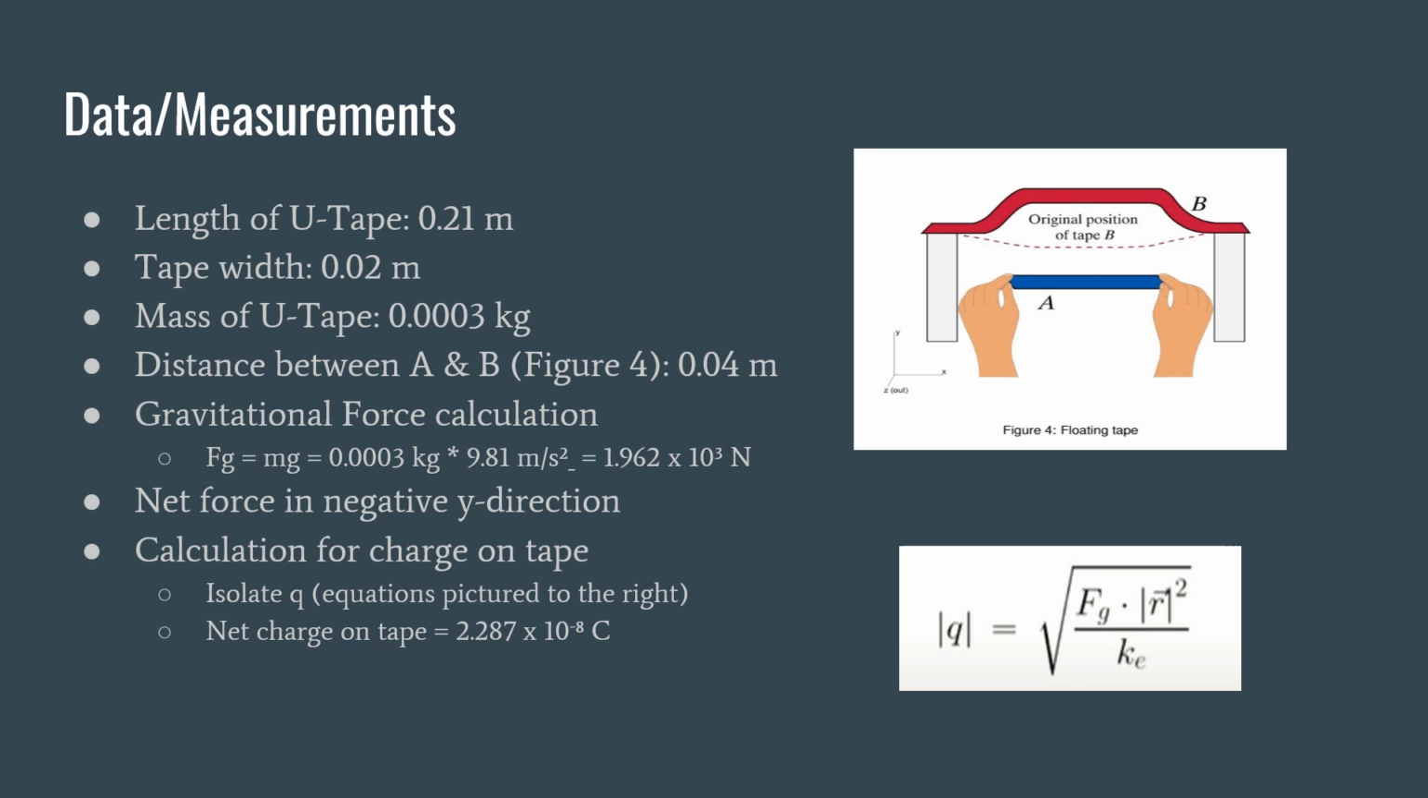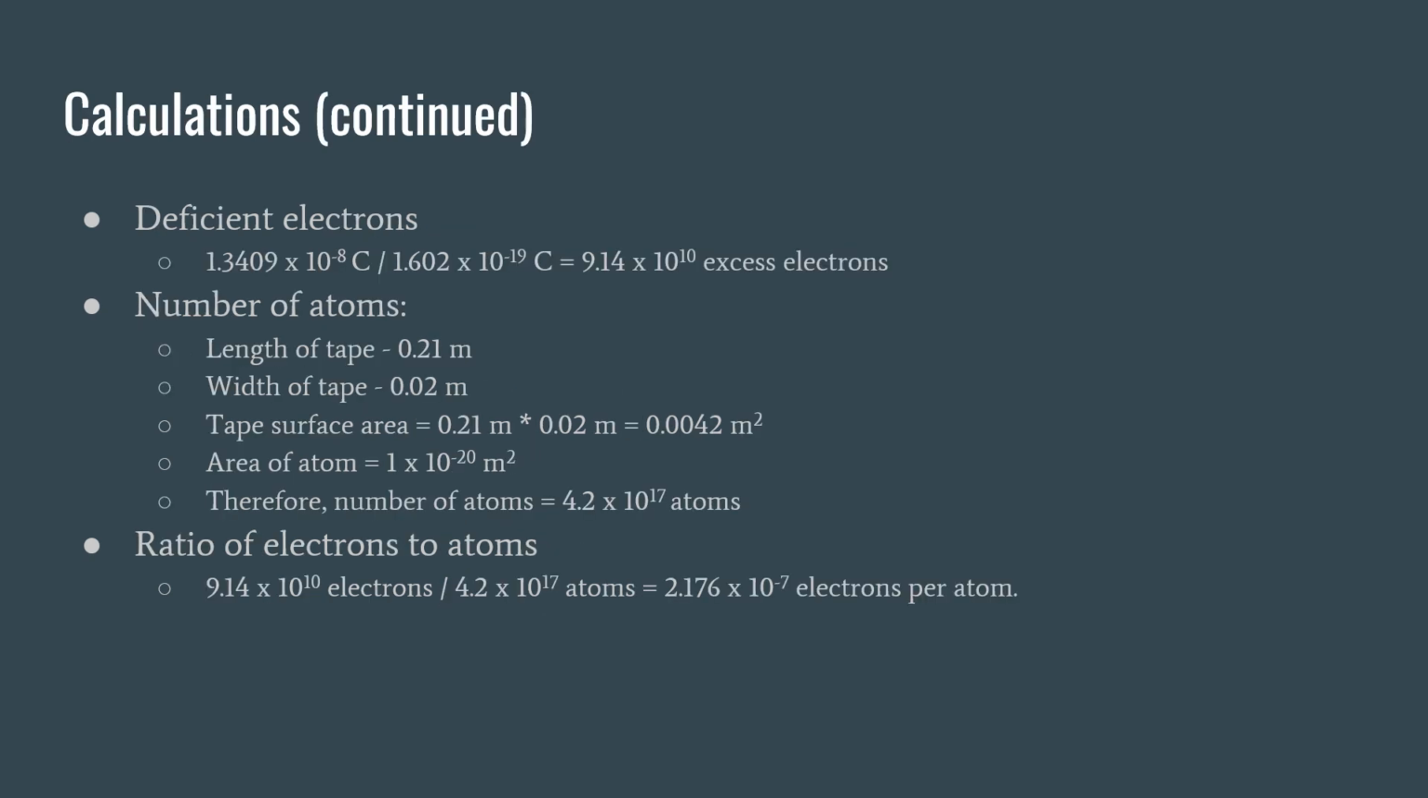And then for a calculation of the charge on tape, use the equation to the right by isolating Q, which is the charge on tape, which was found to be the number that was presented earlier. Further calculating the excess electrons, we divided the charge of the tape by the charge of an electron, and we found it to be 9.14 times 10 to the 10th excess electrons.